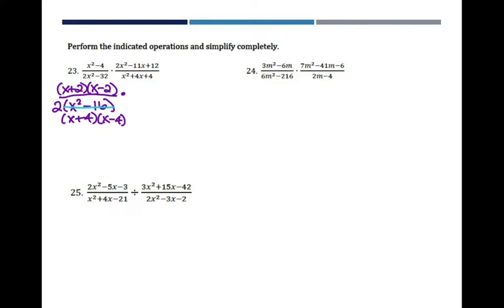And I'm going to factor my other fraction. Since this one has a number in front of my x squared, I'm going to start by multiplying my first and my last term since I can't factor it out as a GCF. That gives me 24. And I am trying to find two numbers that multiply to 24 and add to negative 11. That's going to be negative 8 and negative 3.